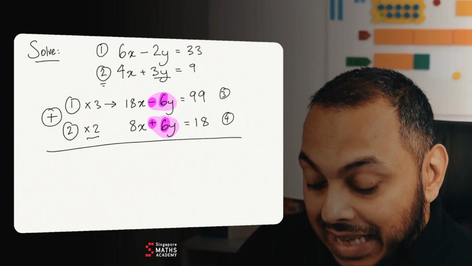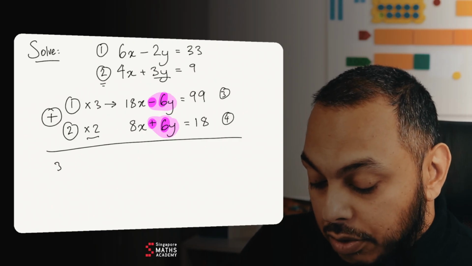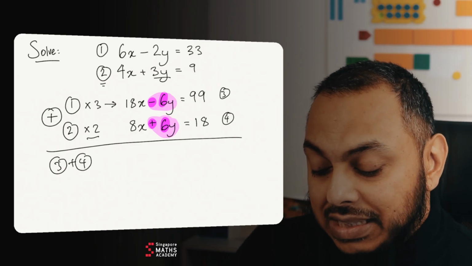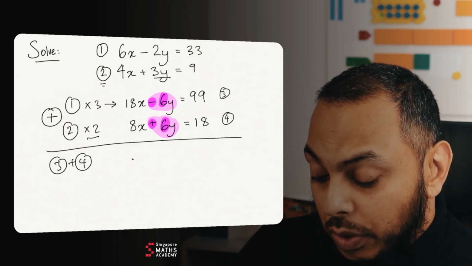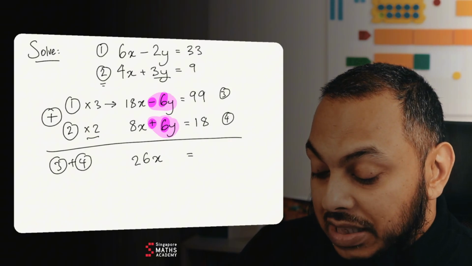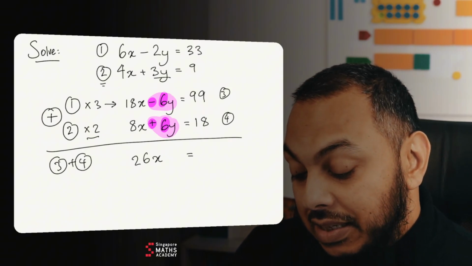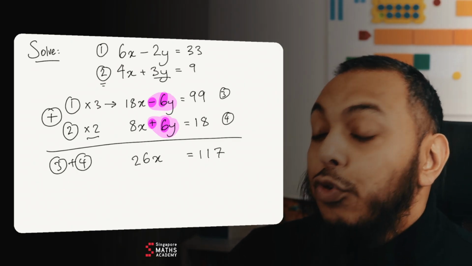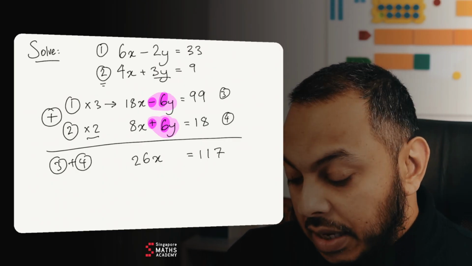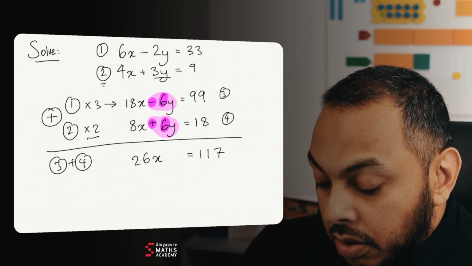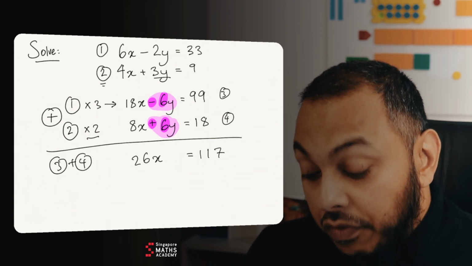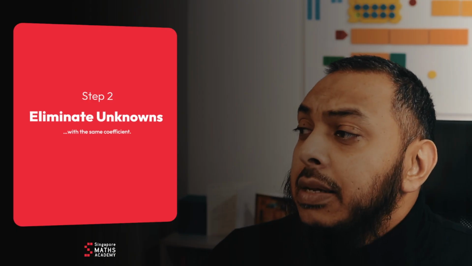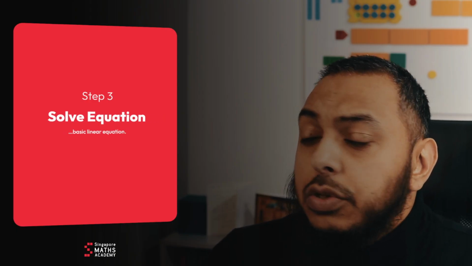And so because I'm adding these two together, I'm going to add 3 to 4. I'm going to eliminate the y's. So I'm left with 18 add 8, which is 26x, equal to 99 add 18, which is 117. 26x is equal to 117. What's the next step? The next step is to work out x. We've subtracted, we've eliminated, so that was step 2. We've eliminated the unknown, step 2. Step 3 is to solve the equation.